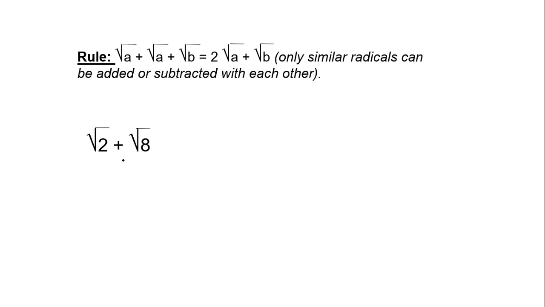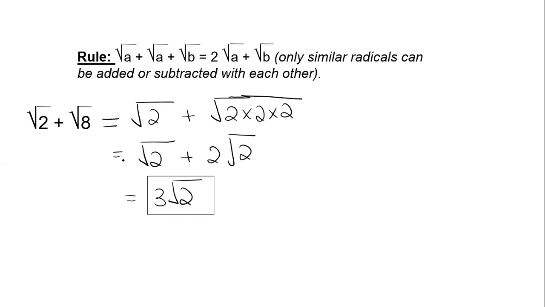Here we have another example of square root of 2 plus square root of 8. Why don't you try pausing the video and solving this on your own before we go over it together. So, square root of 2 plus square root of 8. Here the radicands are not the same, therefore they cannot be added right away. However, if we expand 8 into 2 times 2 times 2, we can solve the equation further.